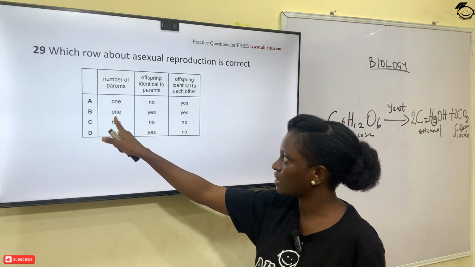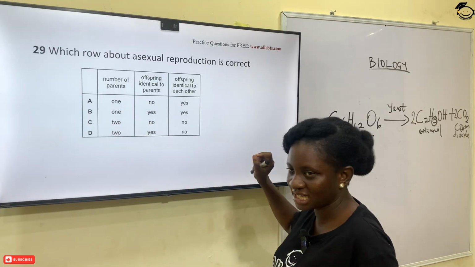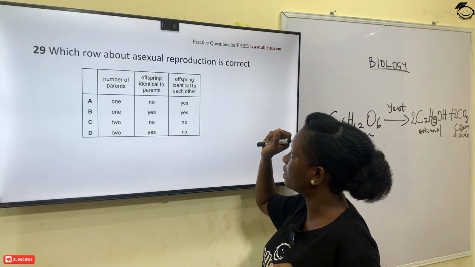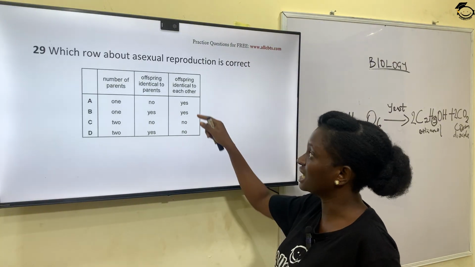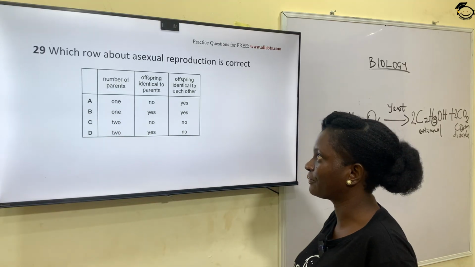So we have asexual reproduction involves one parent, the offspring are identical to the parent, and they are also identical to each other. Option B is the correct answer.